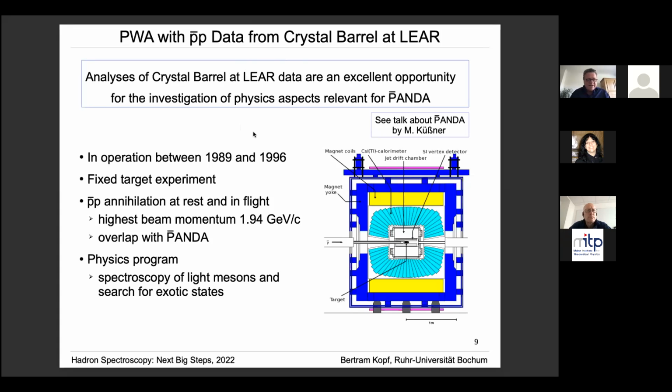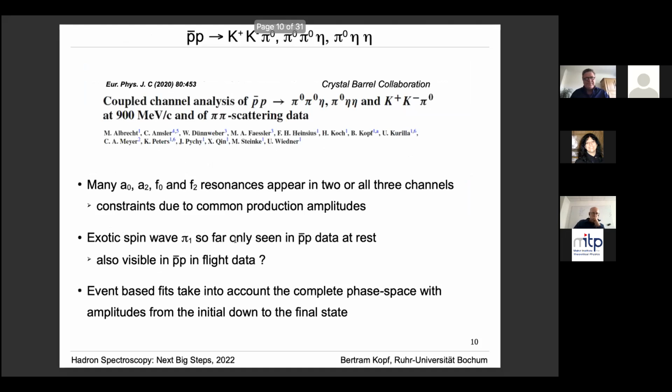As a reminder, Crystal Barrel was operating between 1989 and 1996. It was a fixed target experiment, and Crystal Barrel has investigated antiproton-proton annihilation at rest and in flight. And the physics program was, of course, spectroscopy of light mesons and the search for exotics. These are the three channels which we have investigated here: pi0 pi0 eta, pi0 eta eta, and K+ K- pi0 at a beam momentum of 900 MeV, together with pi scattering data.